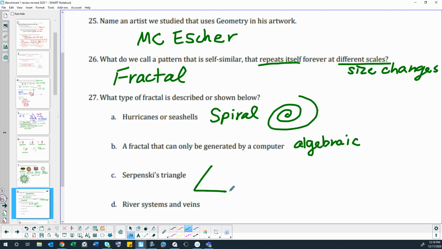Sierpinski's triangle is what you might call a triforce in Zelda. Sierpinski's triangle is made of triangles, and the triangles keep getting smaller and smaller, so like many triforces put together. Anyway, see how this pattern just can keep repeating smaller and smaller. So that is called a geometric fractal.